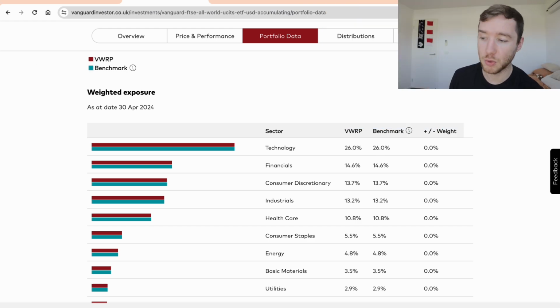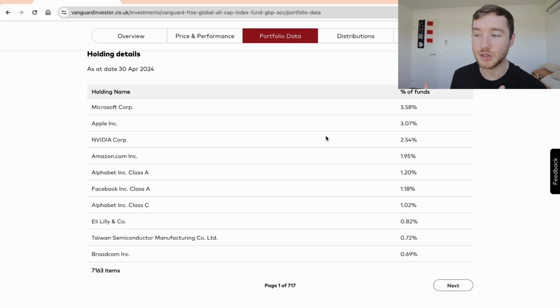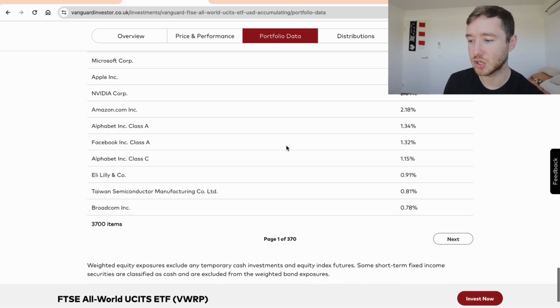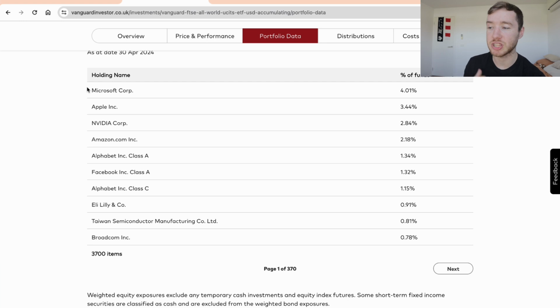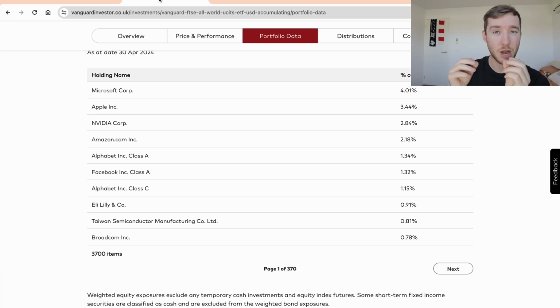If we go back to the FTSE Global All Cap, the top 10 holdings are really the largest companies in the world, particularly the US tech companies, Microsoft, Apple, Nvidia. You can see the list there. The FTSE All World once again has the same top 10, but Microsoft, Apple, and Nvidia make up a slightly larger percentage of the fund. And that once again is because it's got 3,500 less stocks, because there's no small cap stocks, which is why they make up slightly more.